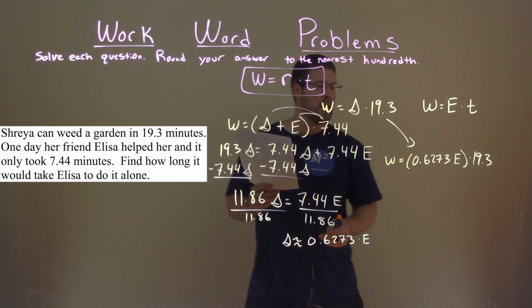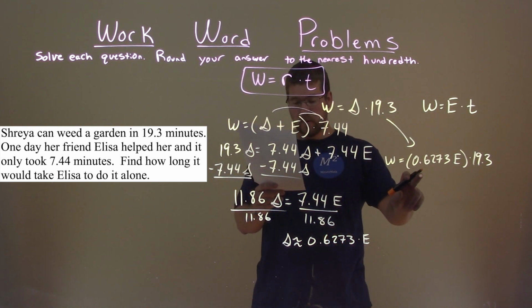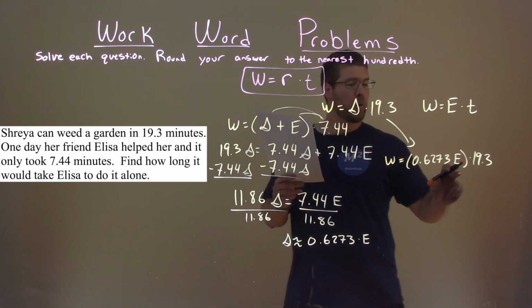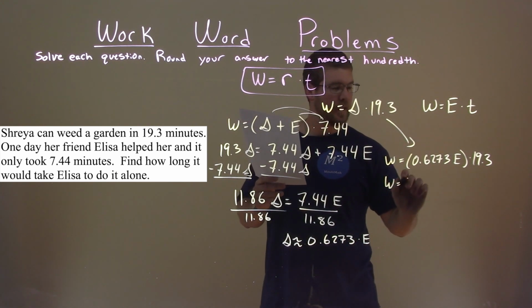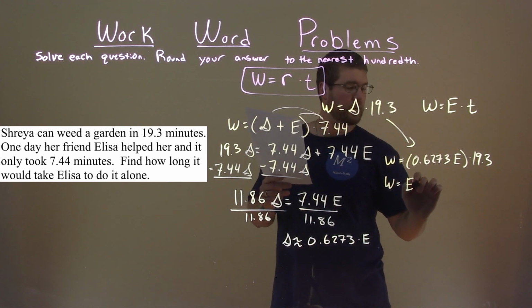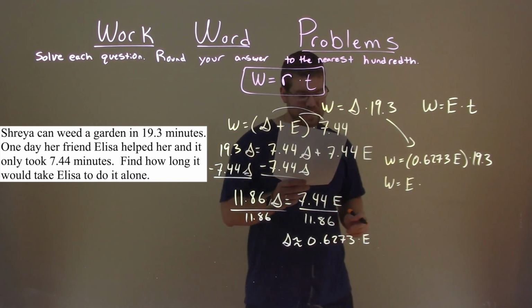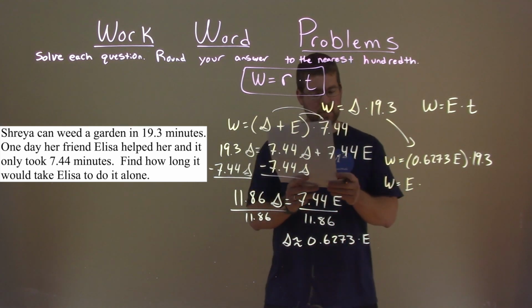Okay. So what do we do from here? We're going to reorder this so it looks more like this formula. E comes first, and we can do that because it's all being multiplied. And what's 0.6273 times 19.3?